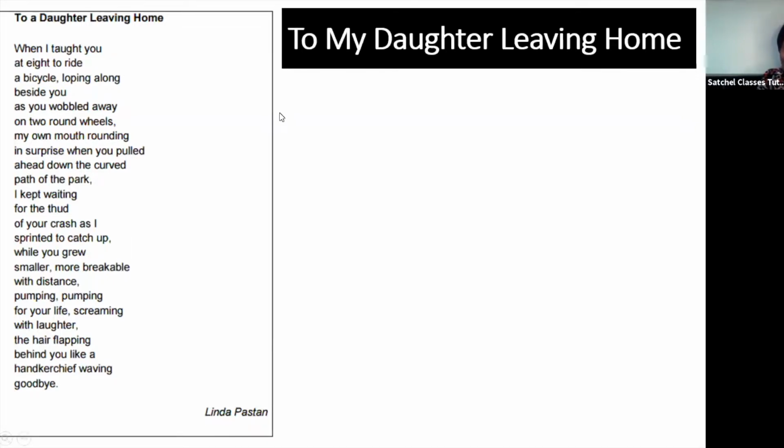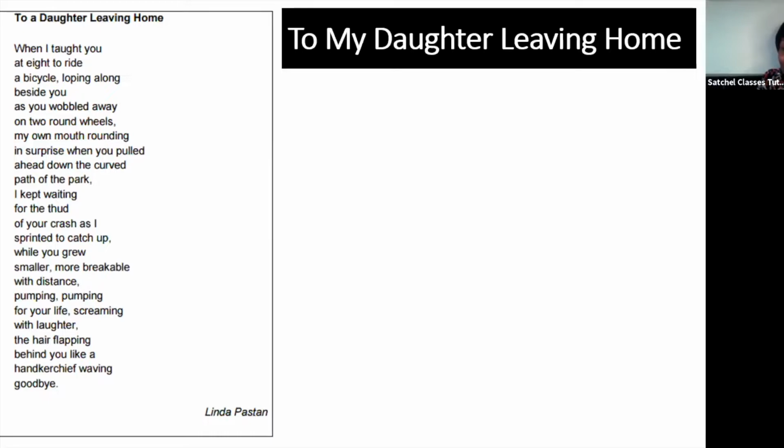When I taught you at 8 to ride a bicycle, loping alongside you as you wobbled away on 2 round wheels, my own mouth rounding in surprise when you pulled ahead down the curved path of the park, I kept waiting for the thud of your crash as I sprinted to catch up, while you grew smaller, more breakable with distance, pumping for your life, screaming with laughter, the hair flapping behind you like a handkerchief waving goodbye.